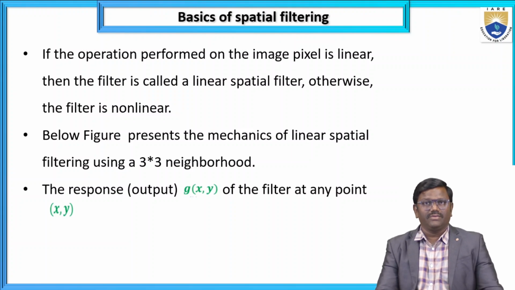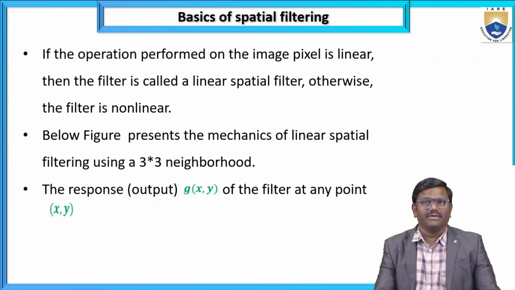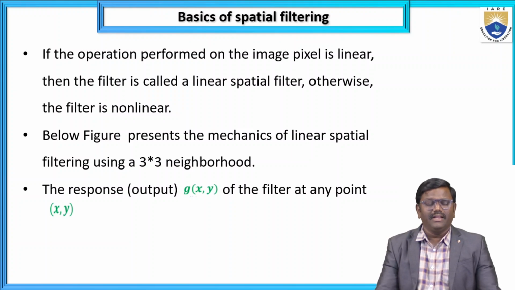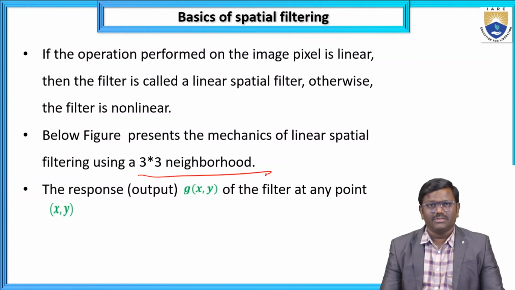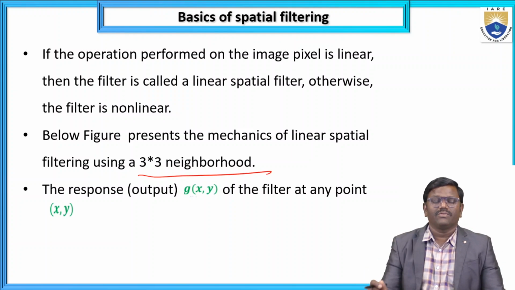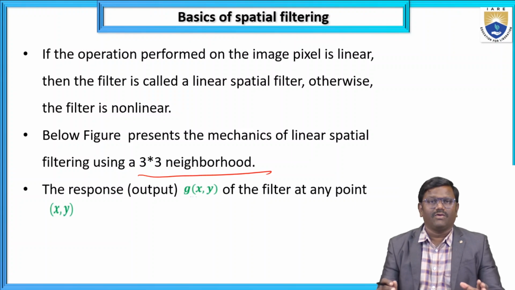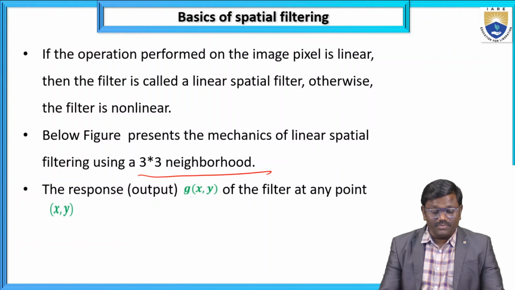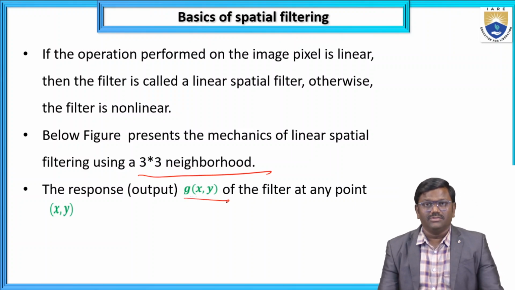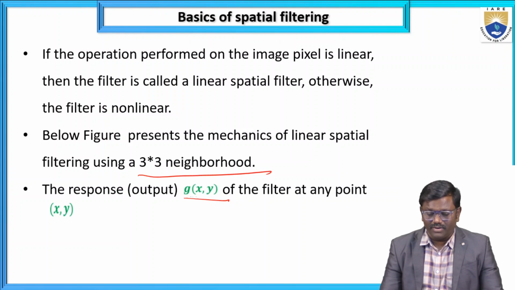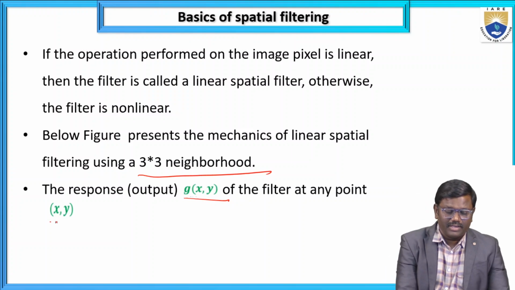The figure below represents the mechanism of a linear spatial filter using a 3 by 3 neighborhood, that is, 3 rows and 3 columns of the image. The response of the filter is kept in g of x comma y, at any point x comma y.